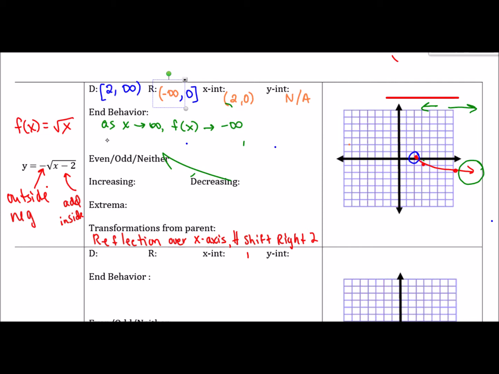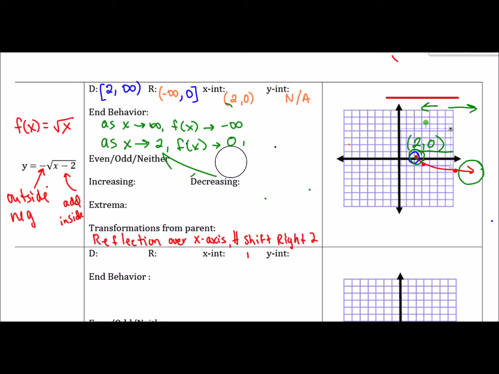Now the other end of it, as far as the left side, normally we would say negative infinity, but the problem is that this guy stops at 2, right? This value is as far as it can go. So we would just say as x approaches 2 this time, and then you have to decide what f of x approaches. Well, at that point, 2, 0, as x gets closer to 2, well, what's the y value at this point? 0.